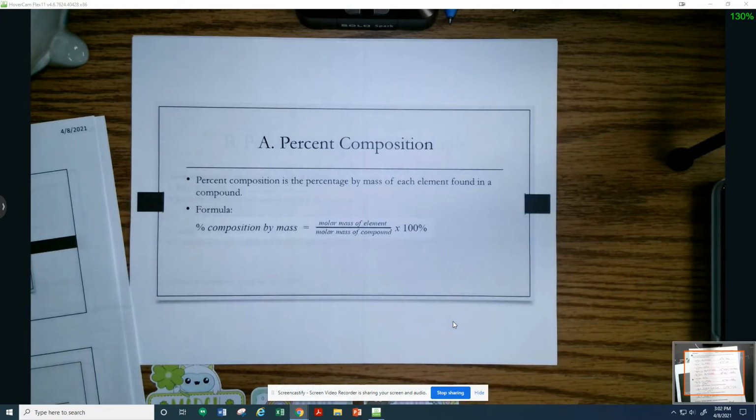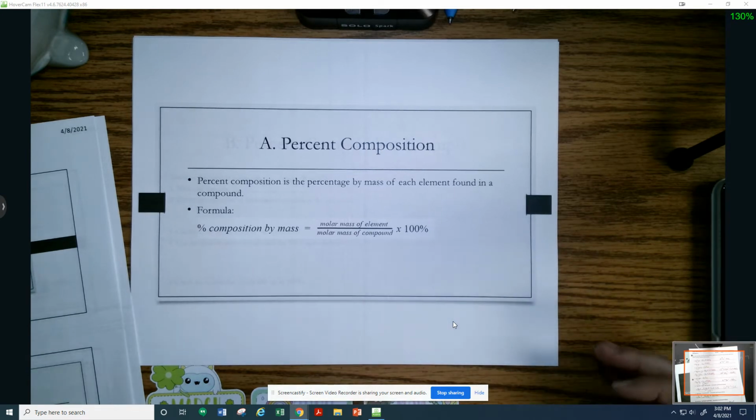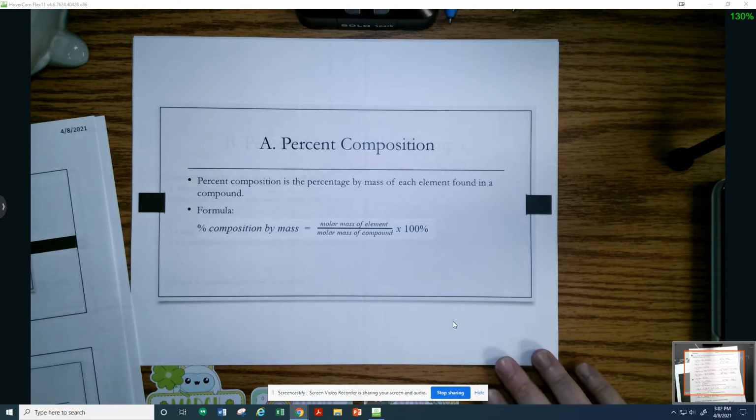Pretty much percent composition is no different than a percentage you find in your math class. So if you want to know what percentage of your class is made up of juniors versus sophomores, you would need to know how many kids are in your class. You need to know how many juniors, how many sophomores, and then you can find that proportion or ratio to determine that. And basically that's the same thing we're doing for a compound, is we're figuring out what is the percentage of each element that makes up that compound.